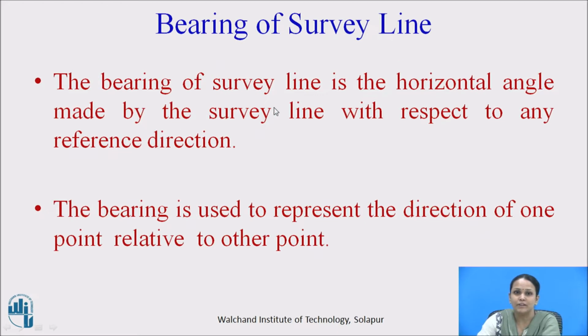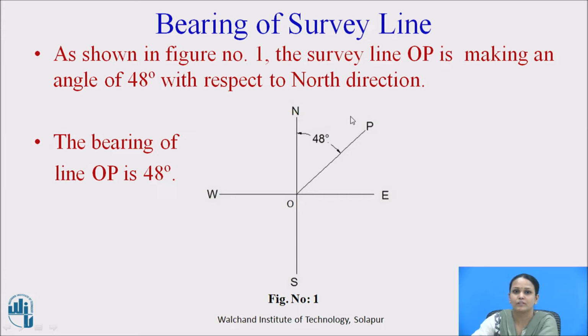The bearing of a survey line is the horizontal angle made by the survey line with respect to any reference direction. The bearing is used to represent the direction of one point to another point. In this figure, the survey line P makes a 48-degree angle with the north direction. So, we can say the bearing of the survey line is 48 degrees. Here, we will consider the bearing of each survey line with respect to the north direction in the whole circle bearing system.